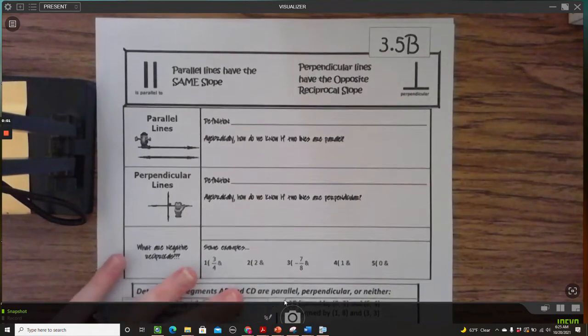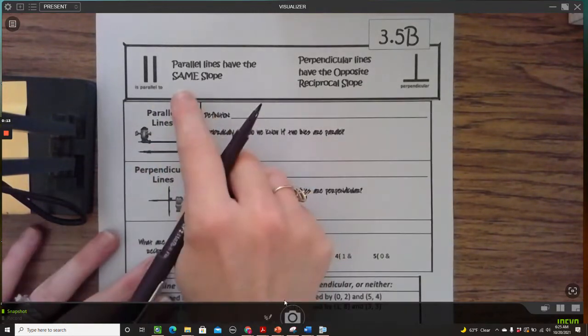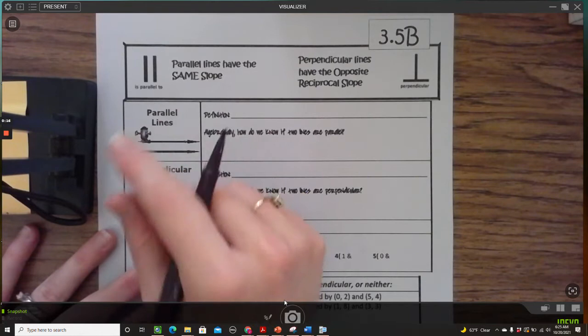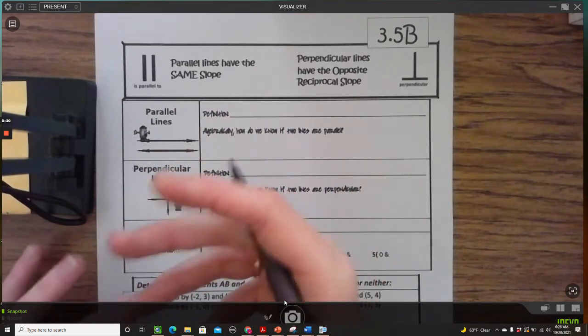This video is for parallel lines and perpendicular lines notes. So yesterday we looked at just horizontal and vertical lines. Today we're going to look at some different examples of lines that are parallel and perpendicular. Parallel lines will always have the same slope. Perpendicular lines are going to have the opposite reciprocal slope.